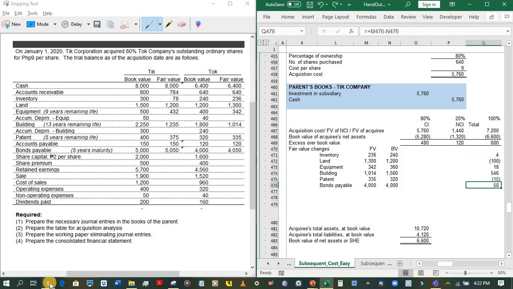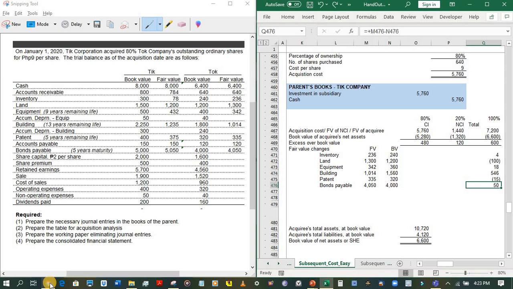Then for bonds payable, the bonds payable has a difference of 50 pesos. And the bonds payable is undervalued because it is only recorded at 4,000. However, the fair value is 4,050. So for the bonds payable, since this is a liability, the analysis is quite different compared to an asset. Since the bonds payable is undervalued, and undervaluation of bonds payable requires an increase in the bonds payable because it is currently recorded at 4,000. However, for consolidation purposes, it must be presented at 4,050 pesos. So we need to increase the bonds payable.